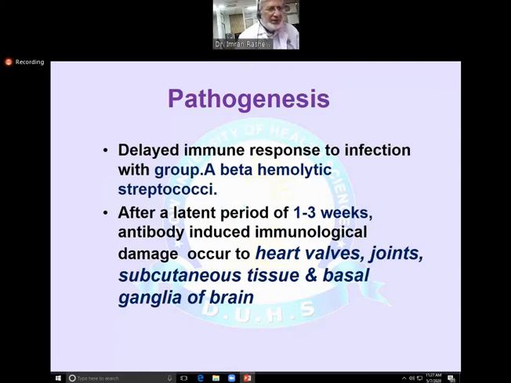So after a latent period of 1 to 3 weeks, antibody-induced immunological damage occurs to the heart valves, joints, subcutaneous tissue, and basal ganglia of the brain, because it has been seen that the same antigenic structure is present in these parts of the body as is present on the bacterial cell wall. So those antibodies created against the bacteria damage these tissues as well. This is the pathogenesis of rheumatic fever.